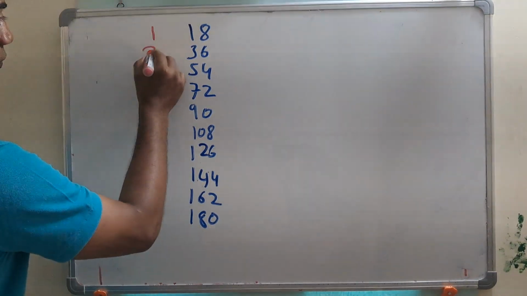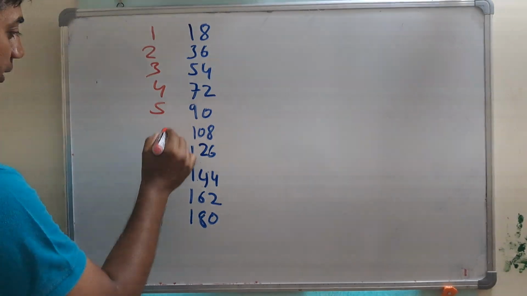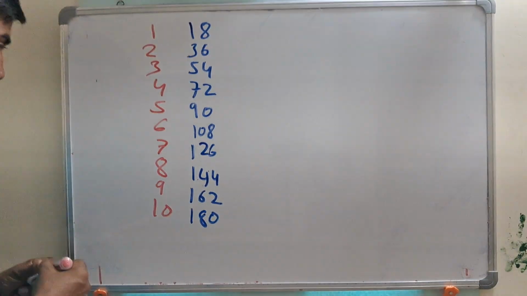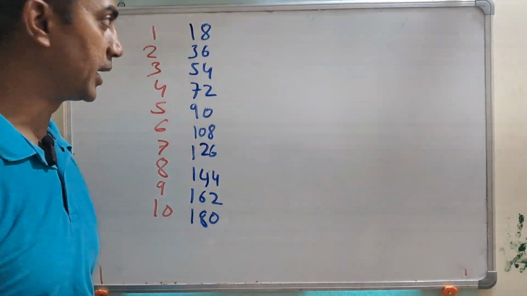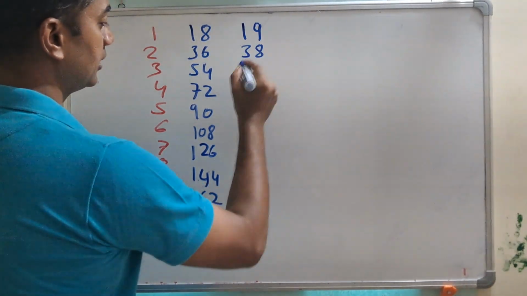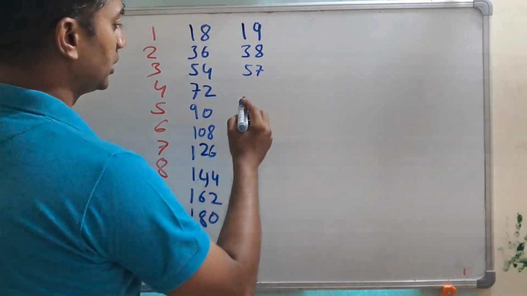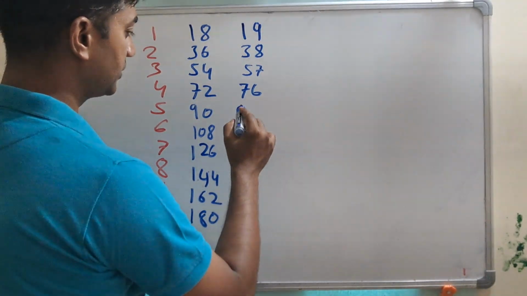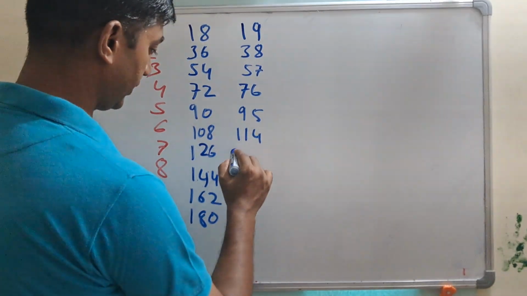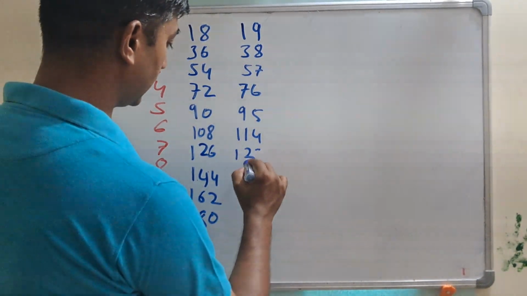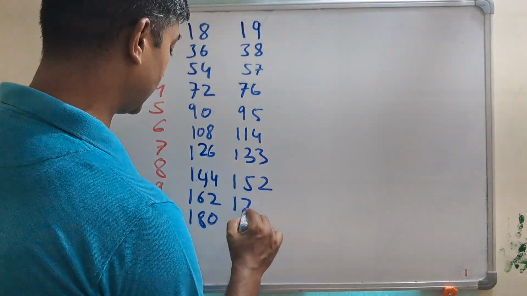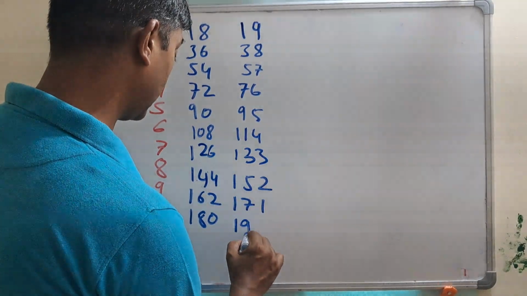Let's write this: 1 2 3 4 5 6 7 8 9 10. Now we will practice for the table number 19. 19 1 ja 19, 19 2 ja 38, 19 3 ja 57, 19 4 ja 76, 19 5 ja 95, 19 6 ja 114, 19 7 ja 133, 19 8 ja 152, 19 9 ja 171, 19 10 ja 190.